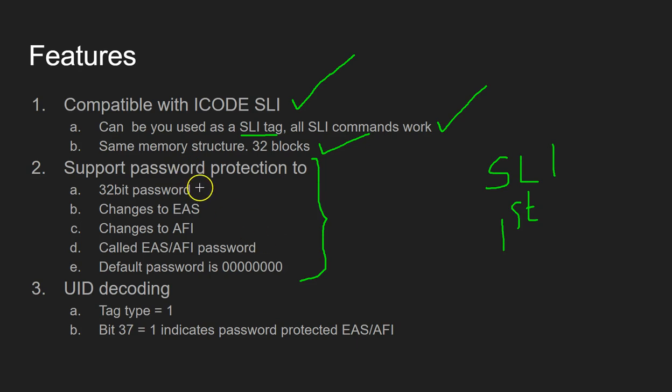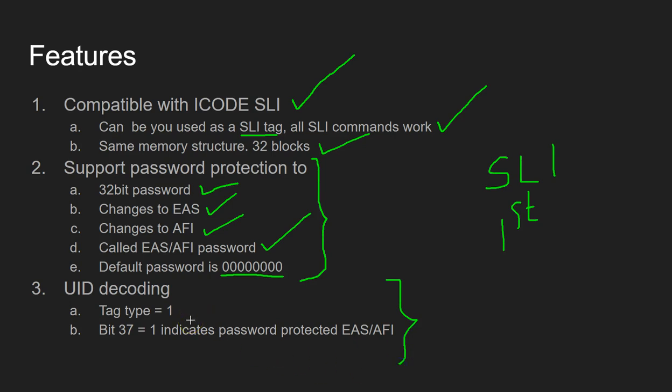The password is a 32-bit password. It controls only the EAS and the AFI. We have seen in my previous videos how to use the EAS and AFI features. And in the documentation, this password is also called the EAS and AFI password. The default password, that is the password of a brand new tag, is all bits set to zeros.